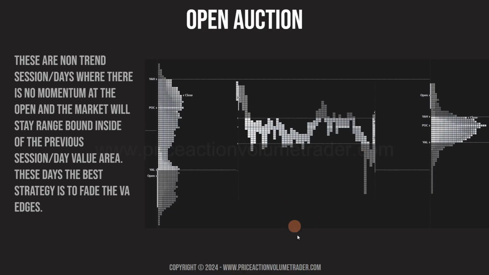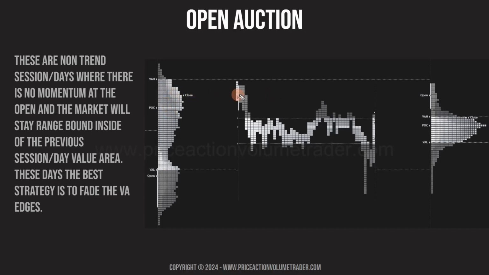Okay, so these days are basically where we're taking into account the previous day's session or daily profile, and we have an open with not a lot of drive or momentum. So these are days where the large institutional traders are not really participating a lot. It is more retail driven because there's no very significant trending movements.